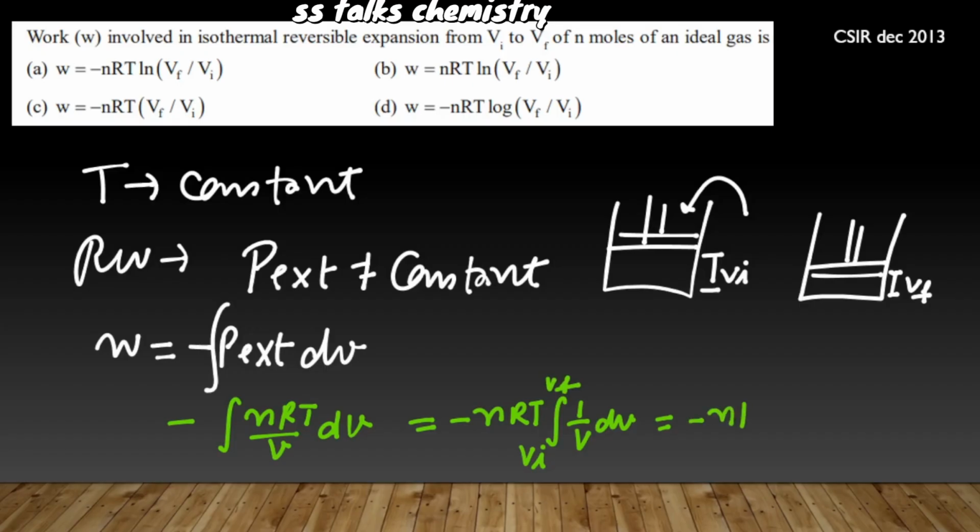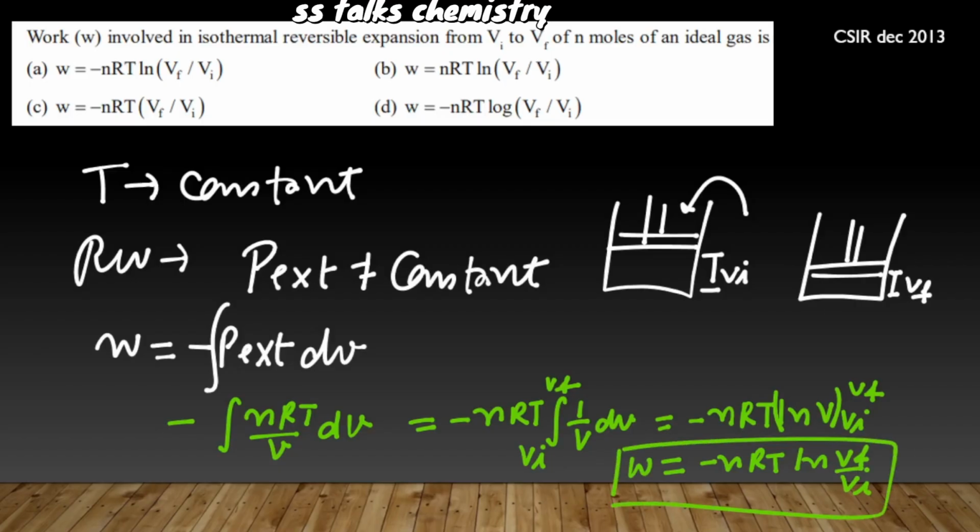So this is minus nRT ln of V, the volume going from V initial to V final. That means this is going to be minus nRT ln of V final upon V initial. This is going to be the work done in this case. Okay, so minus nRT.